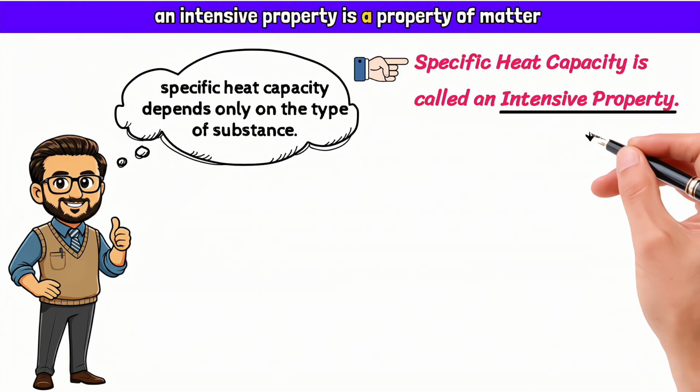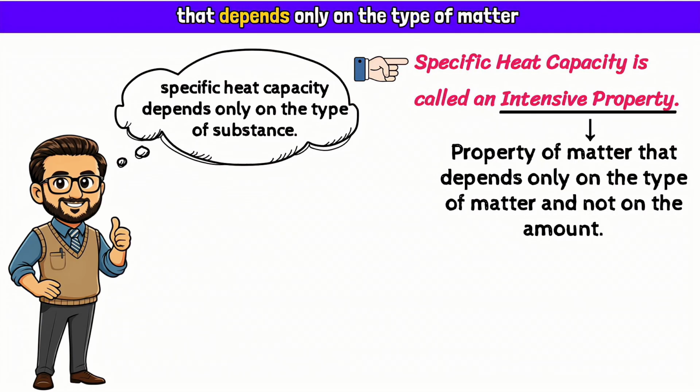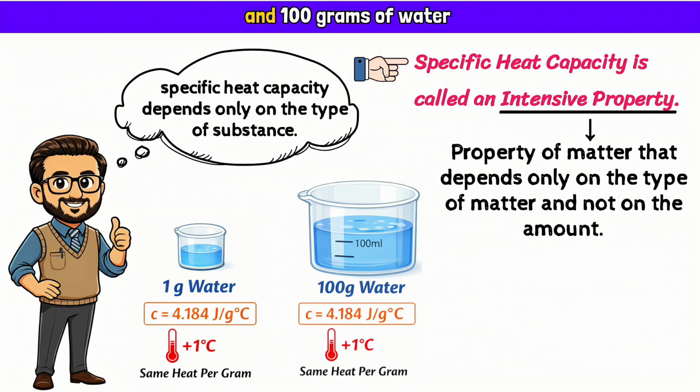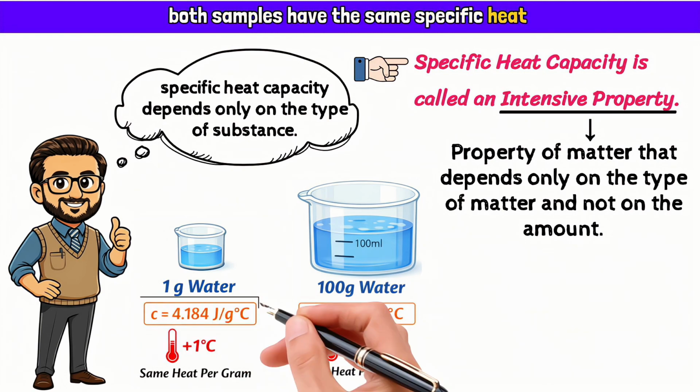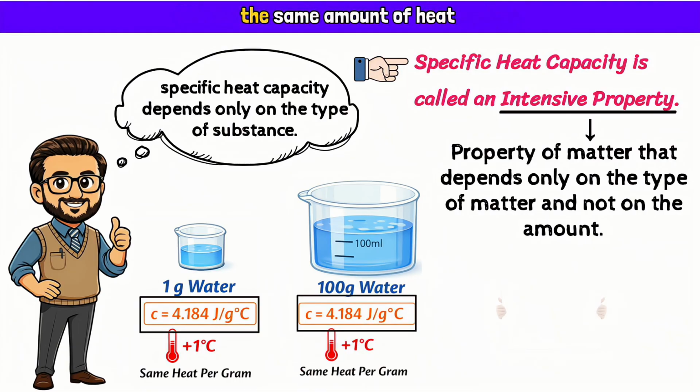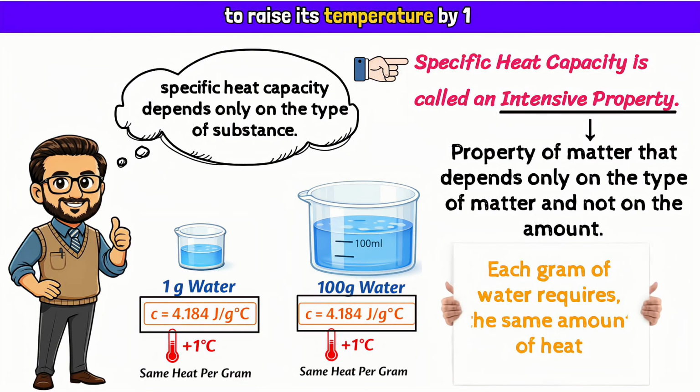An intensive property is a property of matter that depends only on the type of matter and not on the amount. For example, consider water. If we take 1 gram of water and 100 grams of water, both samples have the same specific heat capacity. This means each gram of water requires the same amount of heat to raise its temperature by 1 degree Celsius, no matter how much water is present.